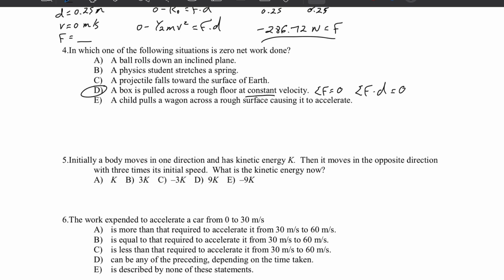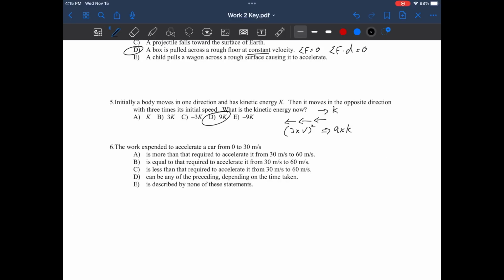Initially, a body moves in one direction and has a kinetic energy of k. Then it moves in the opposite direction with 3 times the speed. Here I'm just going to do like 3 arrows to the left to indicate 3 times as fast, but in the opposite direction. So it's 3 times the velocity. We know in our formula, the velocity is squared. 1/2 mv squared, we end up with 9 times the kinetic energy. Because it's squared, the change in direction doesn't matter.